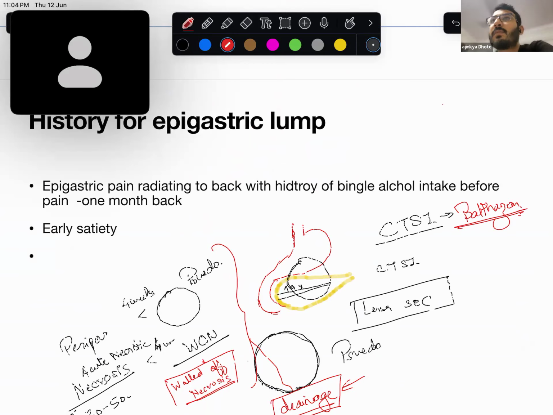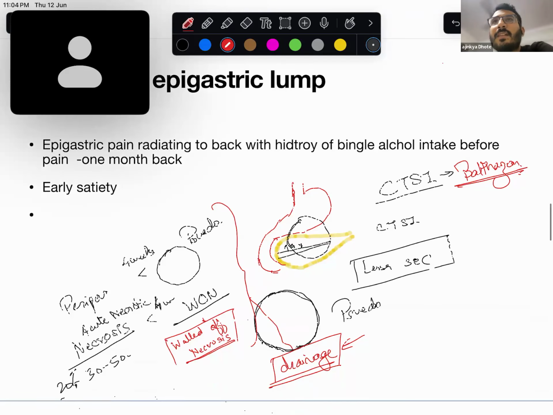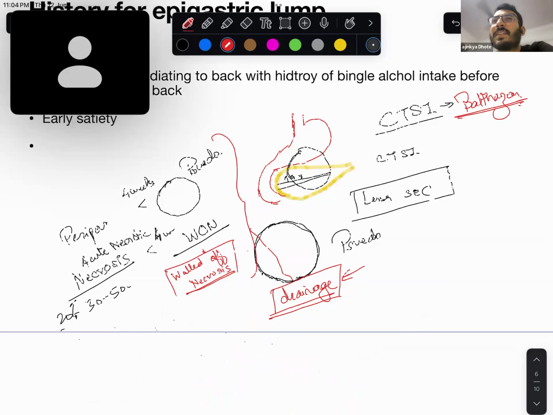So this classically describes your history in the case of epigastric lump, with epigastric pain. The second history is early satiety because of the compression on the stomach. That is because of the pseudocyst. Second is because there's pain, the patient will have appetite, but because of the pain, the patient will have a decrease in food intake. That is again significant, along with weight loss.